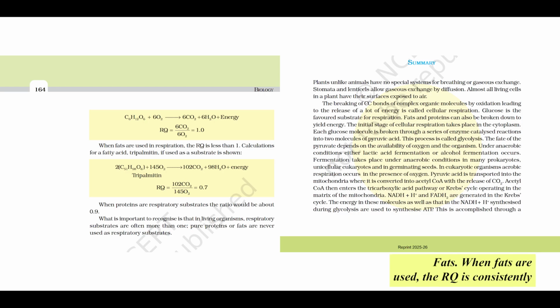Fats. When fats are used, the RQ is consistently less than 1, typically around 0.7. Fats are richer in carbon and hydrogen, poorer in oxygen, so they need more O2 for oxidation relative to the CO2 produced. For example, tripalmitin, 2C51H98O6 plus 145O2 gives 102CO2 plus 98H2O, RQ equals 102 CO2 over 145 O2, approximately 0.7. This lower RQ clearly indicates fat respiration.